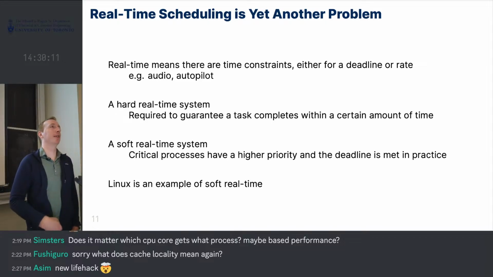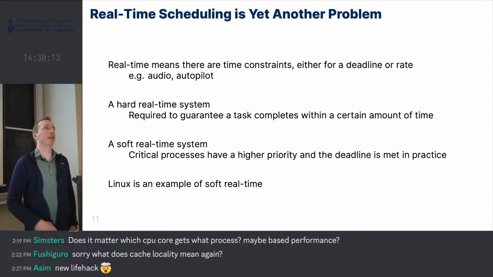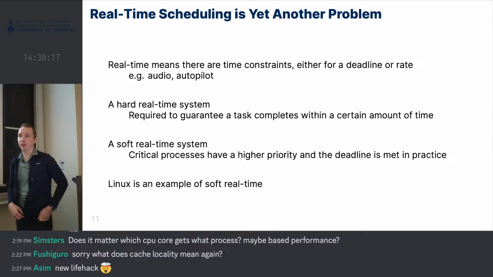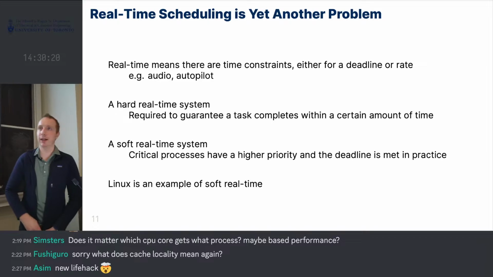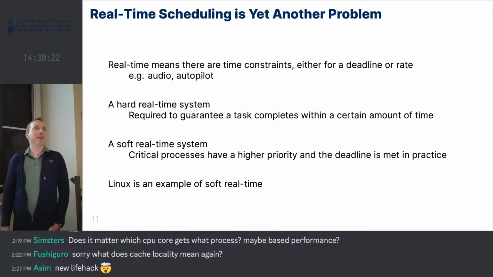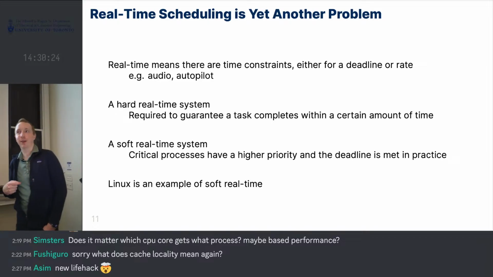Yep. What strategy does the modern Linux scheduler use? So we'll get into that at the end. Yeah, so the question was, what does the modern Linux scheduler use, and we'll see it at the end. So we've gone through 2 generations of the Linux scheduler so far.